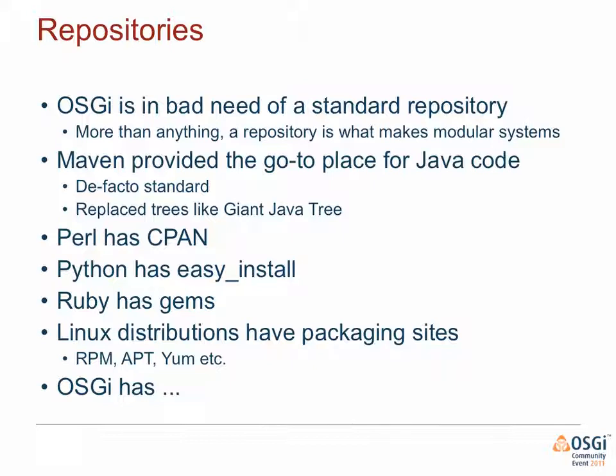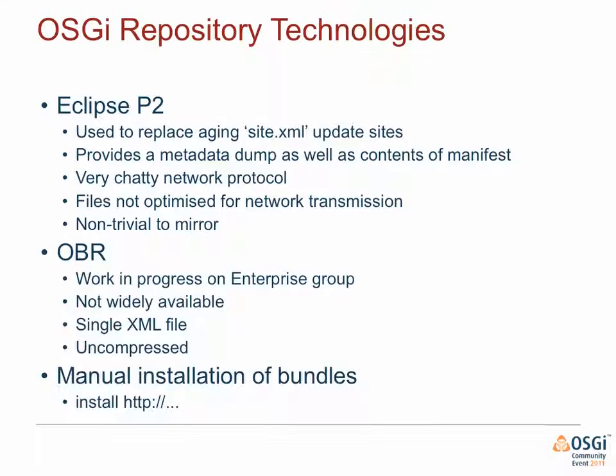So what does OSGi have? Well, OSGi has got two technologies really that are used for it: the Eclipse P2 and the OSGi OBR. Hang on a minute, there's a typo on that slide. The Eclipse P2 guys really get annoyed when you mistake their name. So Eclipse P2 is the mechanism that's used by Eclipse to be able to have updates pulled into an IDE runtime.